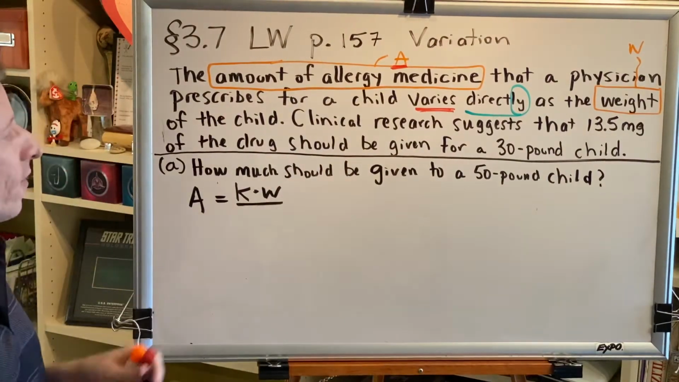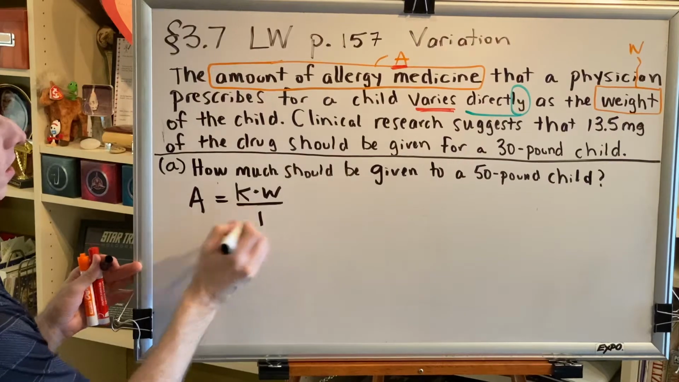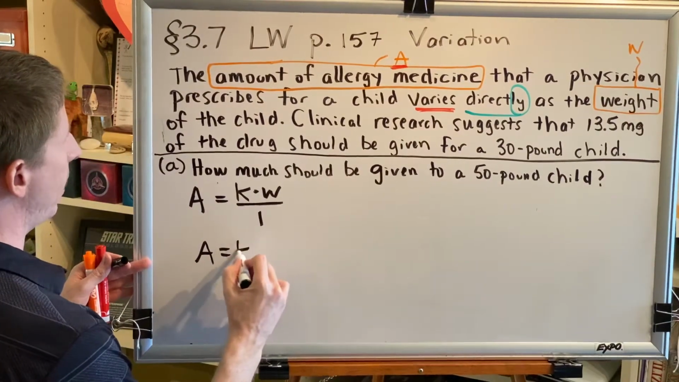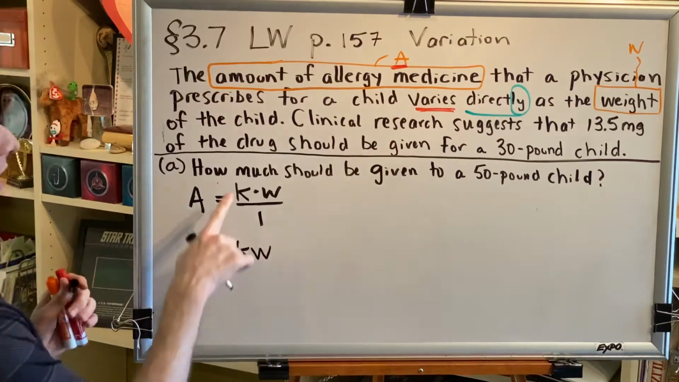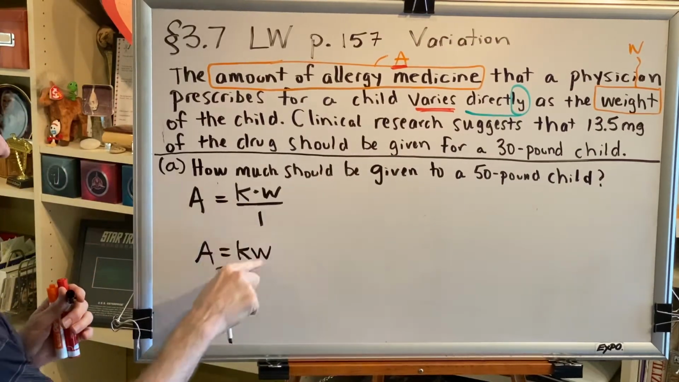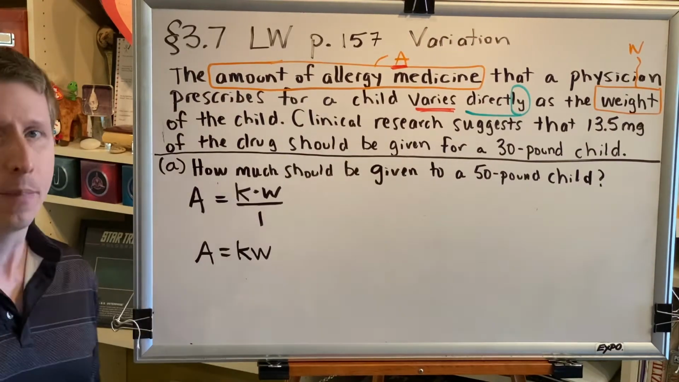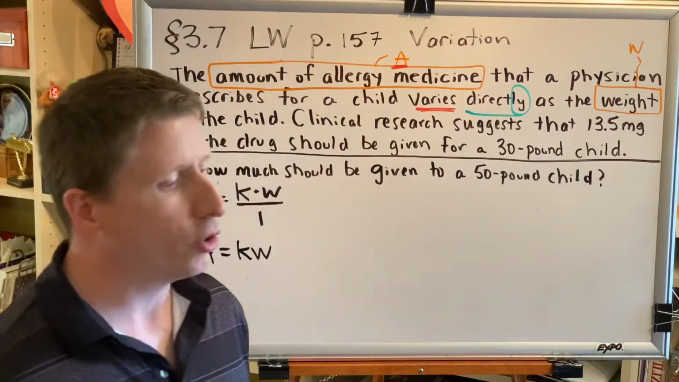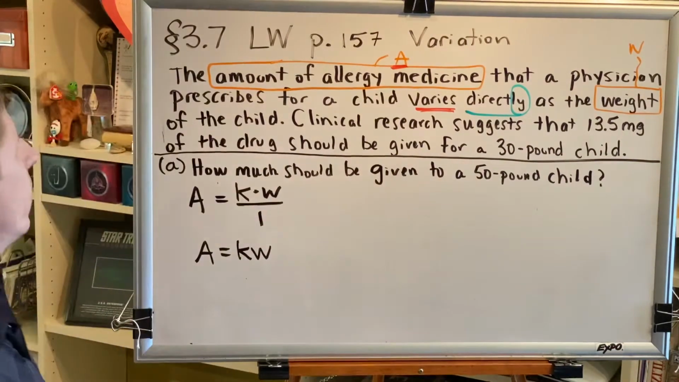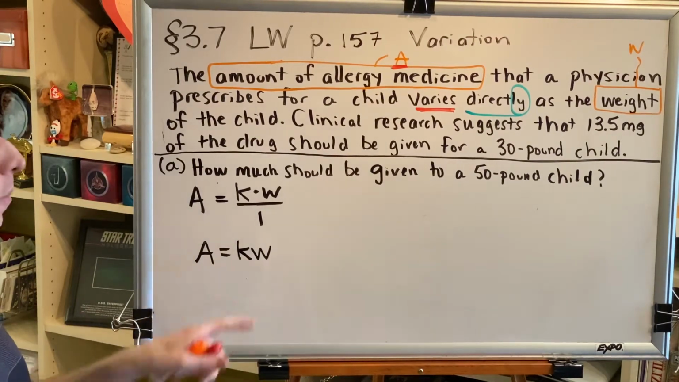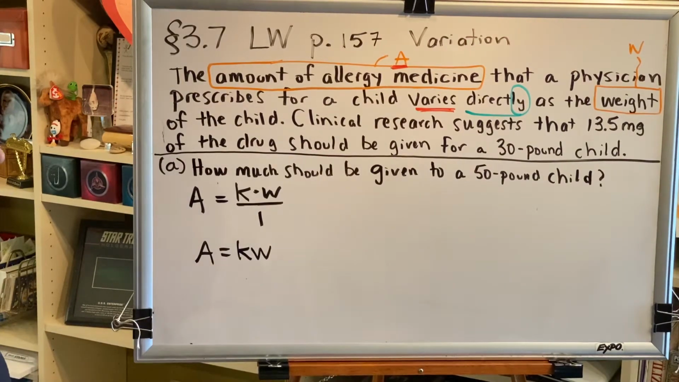Step 4, if you still have an empty denominator, put a 1 there, and then simplify. So we get A equals KW. Notice that anything divided by 1 is itself, and I dropped the multiplication dot. Okay, great. So this is what we have at the end of step 4, but now we're going to proceed on and we're going to do step 5. Step 5 says, the problem gives us enough information to replace the A and the W with numbers so that we can solve for K.